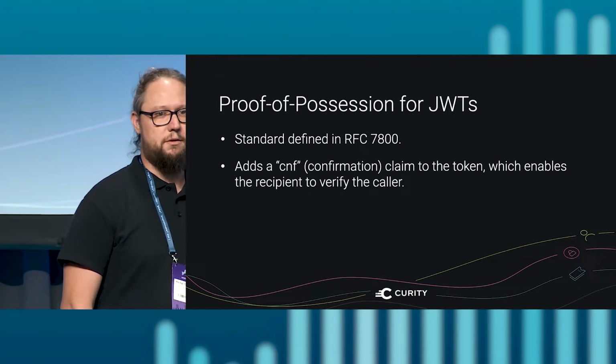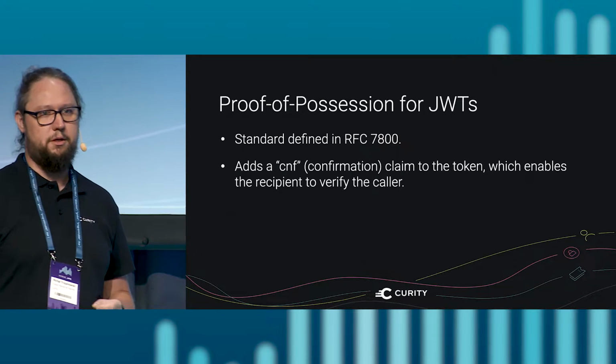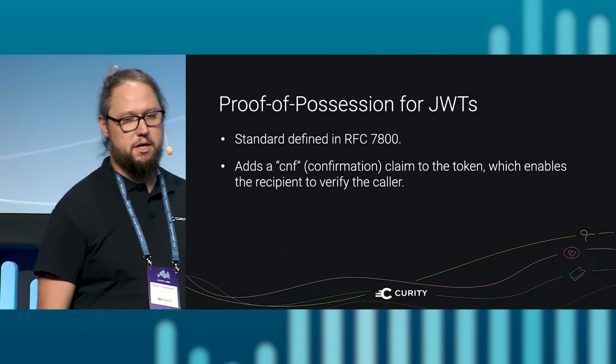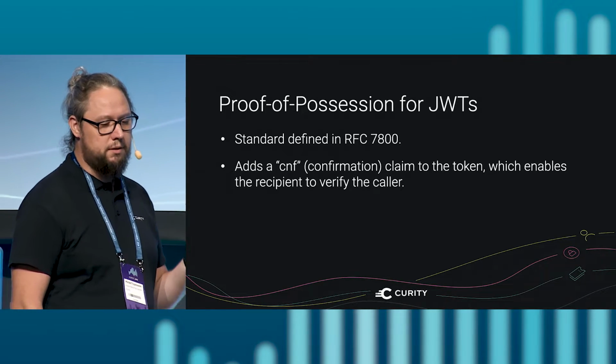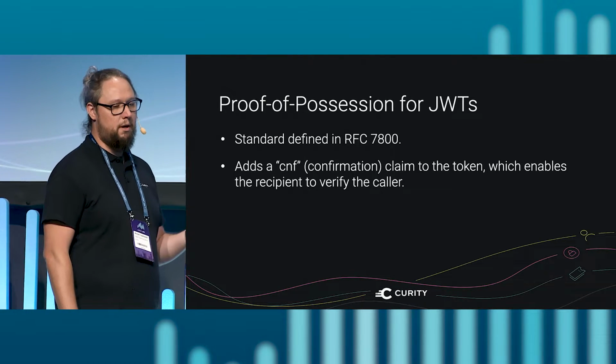There are a few different standards that allow you to use this kind of technology in your APIs. One of them is called proof of possession for JWTs. That's a standard defined in an RFC. And this one adds a cnf confirmation claim to the access token. That claim can contain a few different pieces of information, but that information allows the verifier, the API or the API gateway, to check if the client that sent the token is the original one, the one that was supposed to get it. So how does it look?